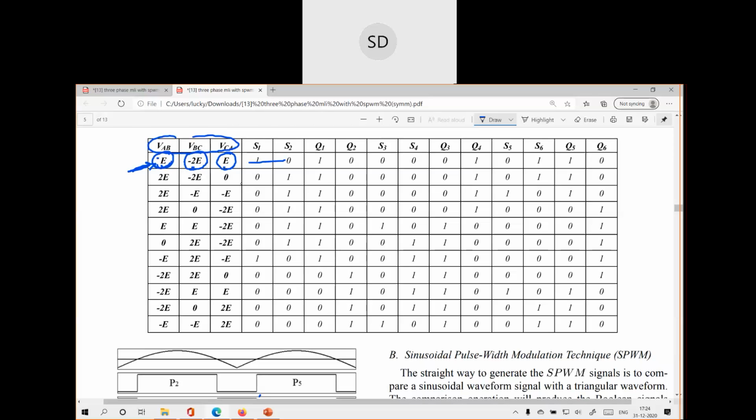So for that, you need to operate these switches. This is another switching state, so we need to operate these switches. So that means overall you have 1, 2, 3, 4, 5, 6, 7, 8, 9, 10, 11, 12. That means around 12 switching states are there. So based on these switching states, these are obtained. If you have a doubt how these are obtained, this is minus E and minus E and 2E.